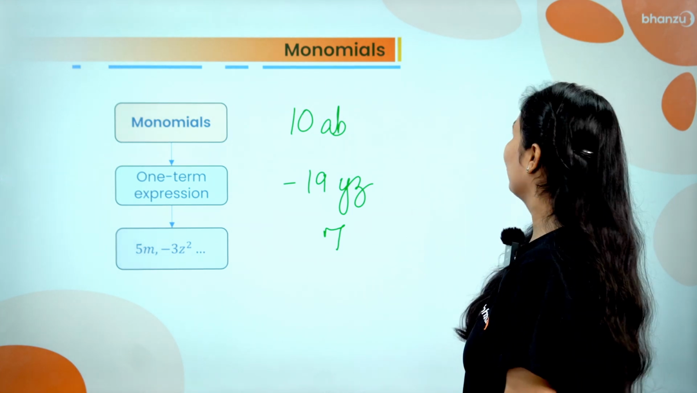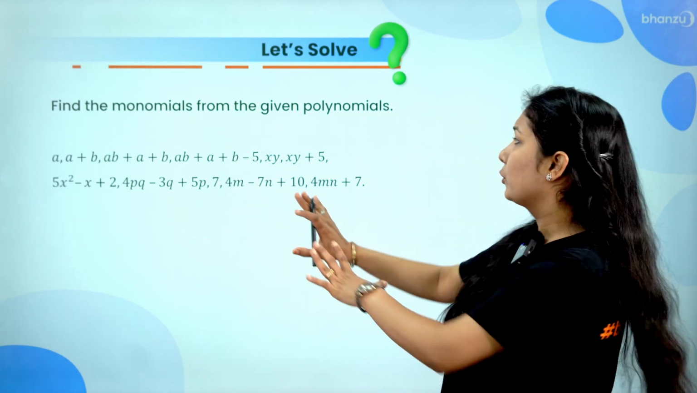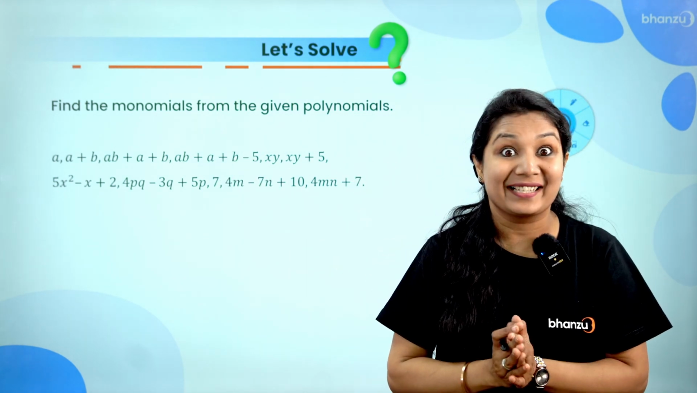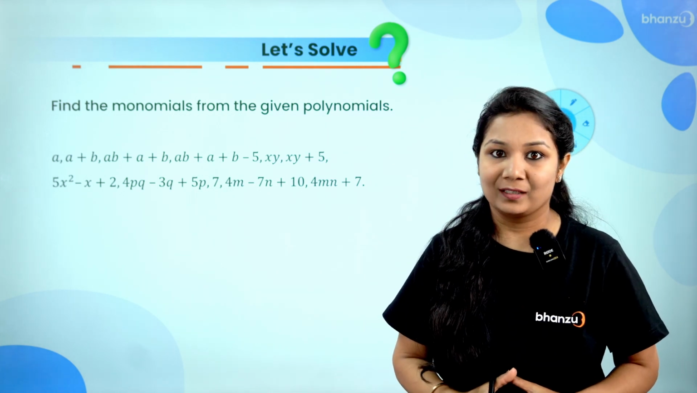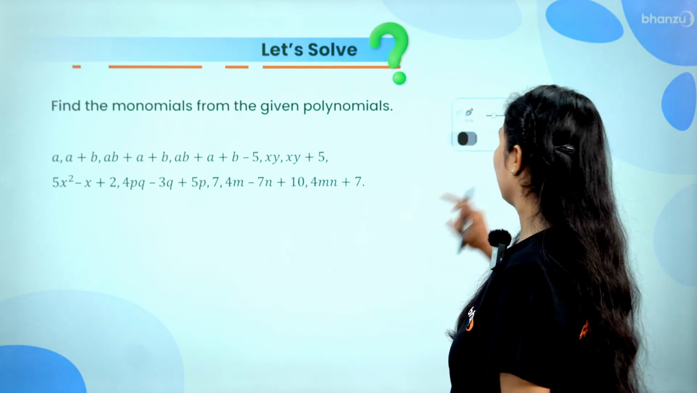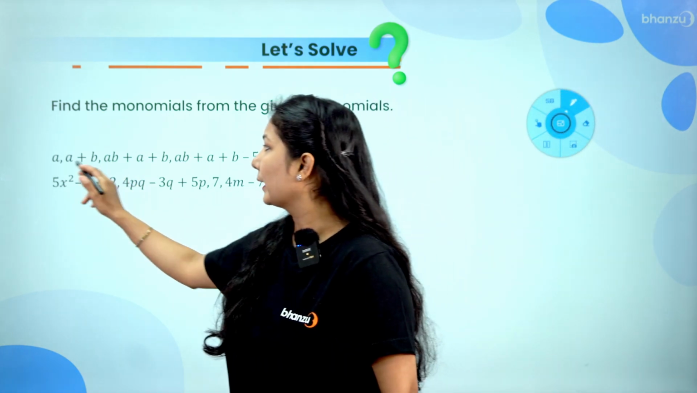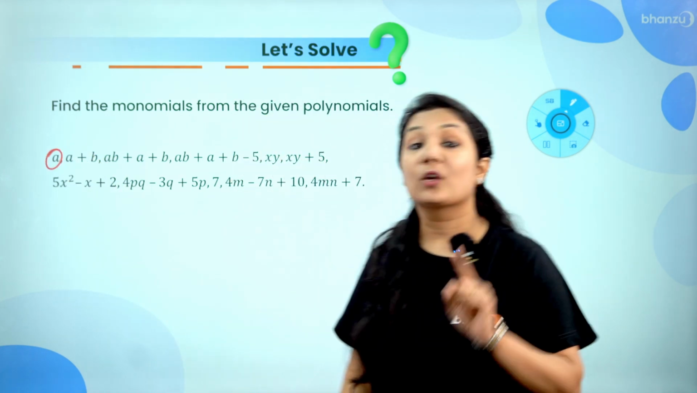Let's move ahead and solve a particular question where you have many expressions and you need to find out which of them are monomials. Let's check it out one by one. So a? Yes, it's a monomial.